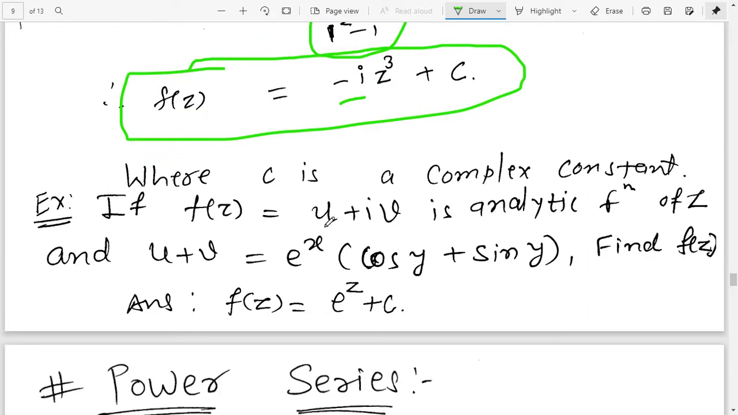If f(z) = u + iv is an analytic function of z, and u + v = e^x (cos y + sin y), find f(z).